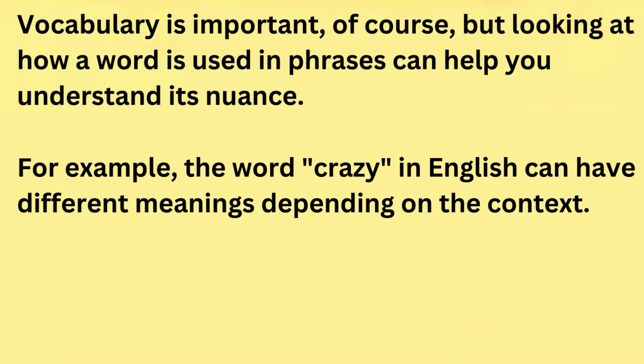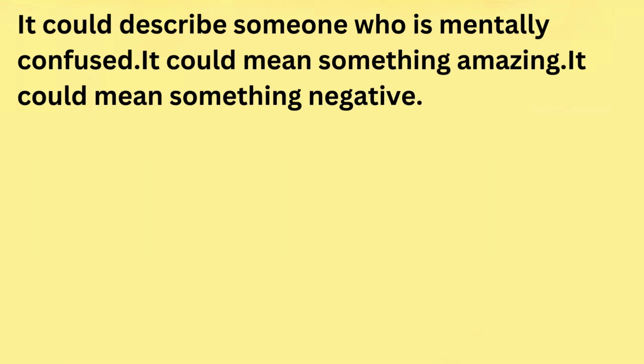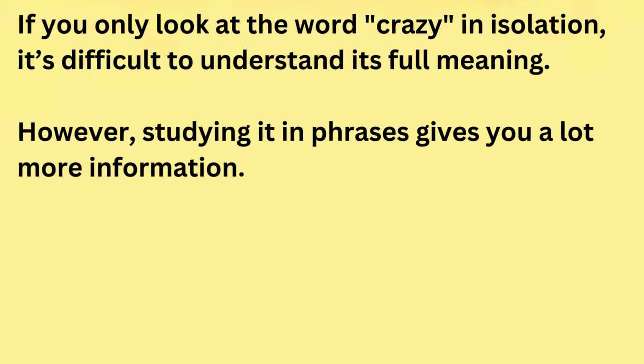Vocabulary is important, of course, but looking at how a word is used in phrases can help you understand its nuance. For example, the word crazy in English can have different meanings depending on the context. It could describe someone who is mentally confused. It could mean something amazing. It could mean something negative. If you only look at the word crazy in isolation, it's difficult to understand its full meaning. However, studying it in phrases gives you a lot more information.